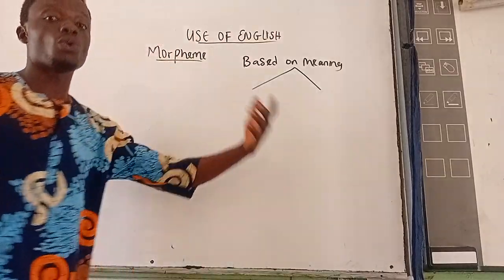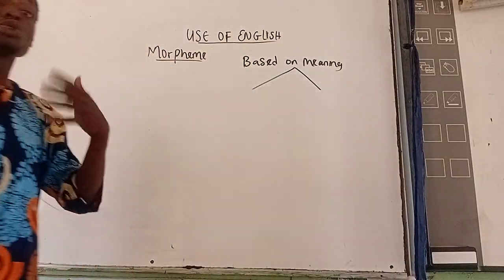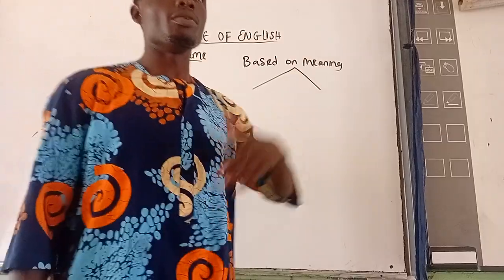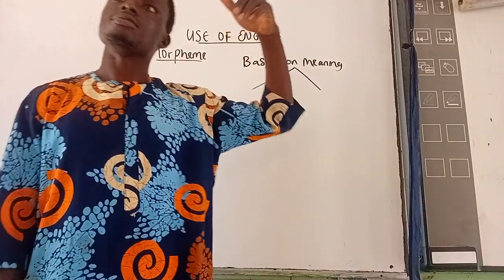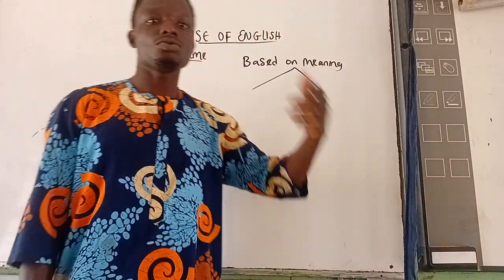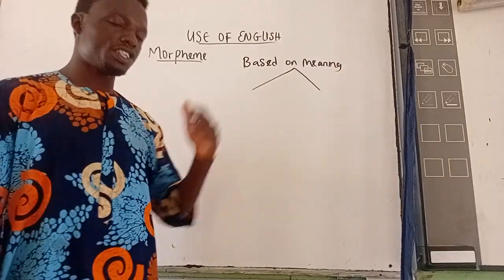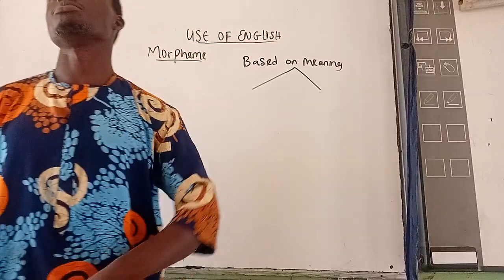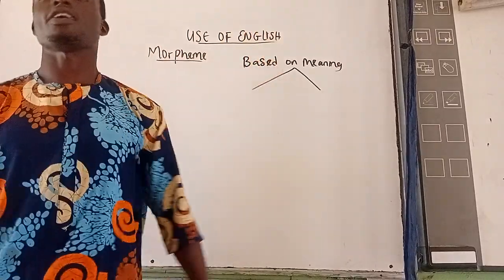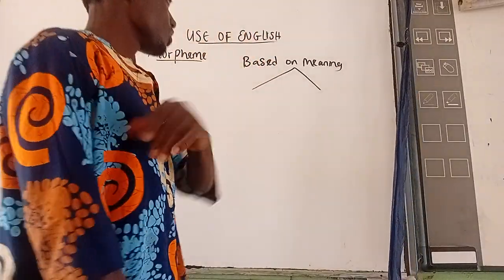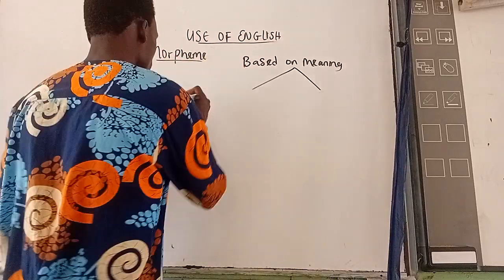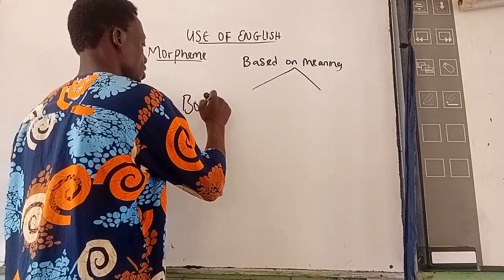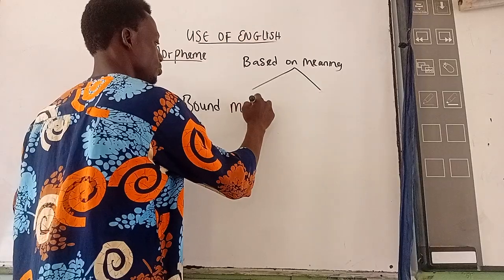You can also change the word class. Take note of that. You can also change the part of speech from maybe noun to verb. Do we get that? You can change part of speech. Bound morphemes can change part of speech from noun to verb and whatever. So we are going to get to all that aspect. Now let's focus on bound morphemes.